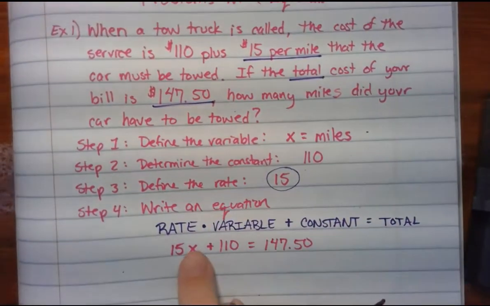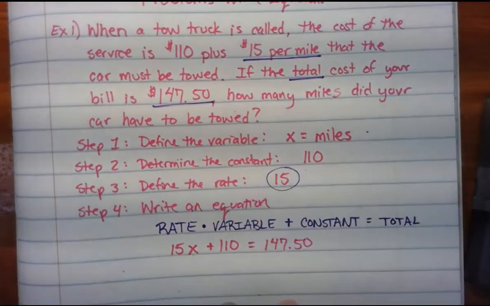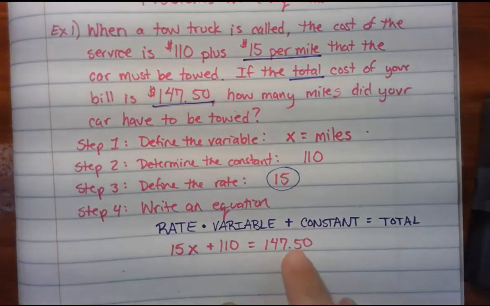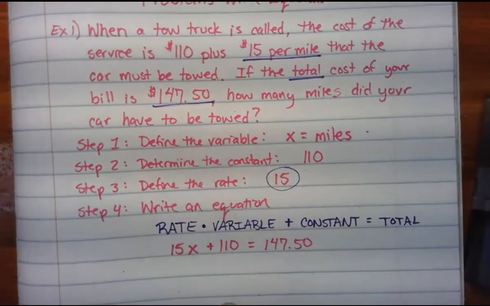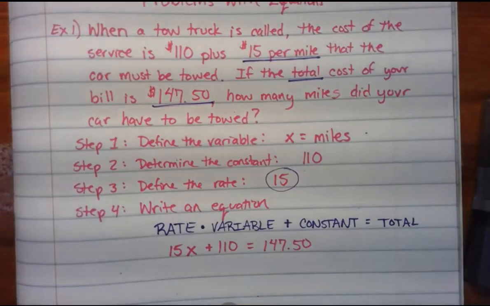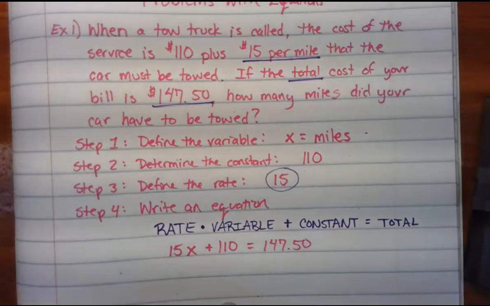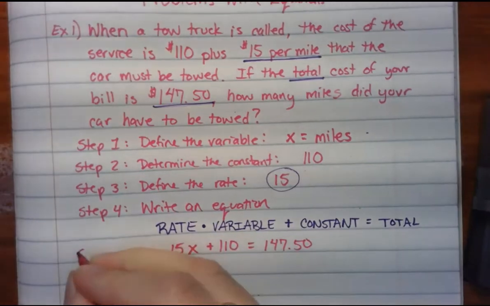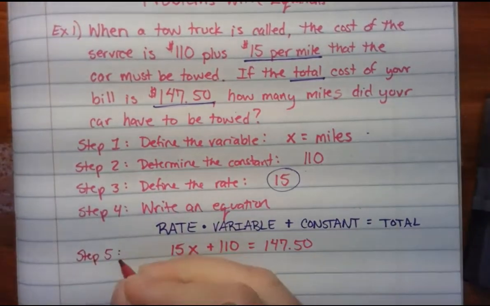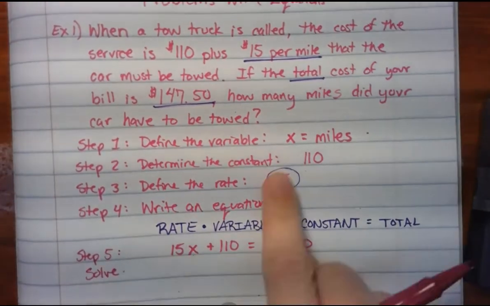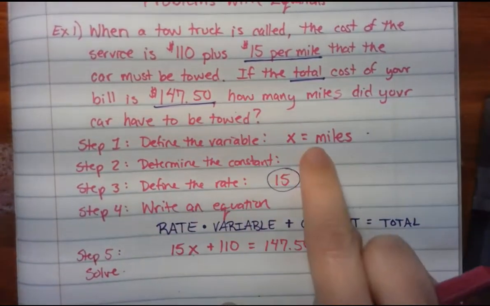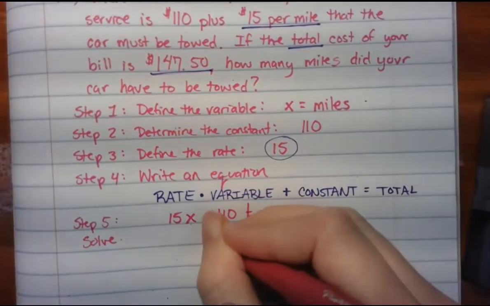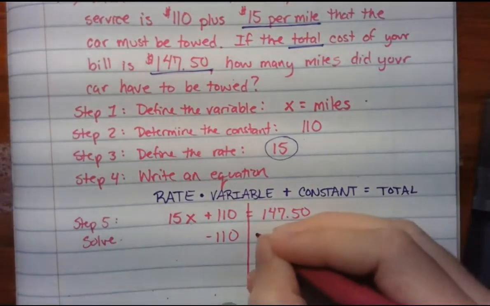And so we think about that. We make sure that makes sense. Does this equation match this? Yes, it's $15 per mile plus the $110 they charged me at first, and that should add up to equal the final bill. And now that we have this equation written, now we're actually ready to solve it. So the first step, of course, is writing this equation, and then step 5 is actually to solve, because the question is asking us, how many miles did our car have to be towed? X is miles, so if I solve for X, I'm going to know how many miles I got towed. So we're going to solve it just like normal. We're going to subtract 110 from each side.